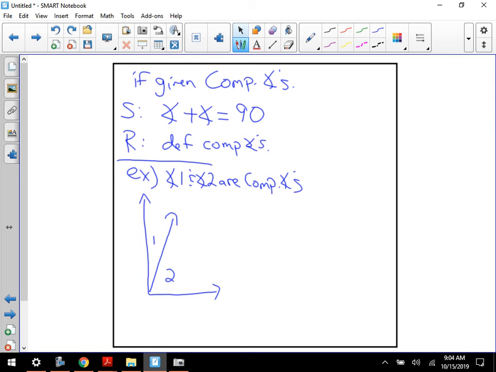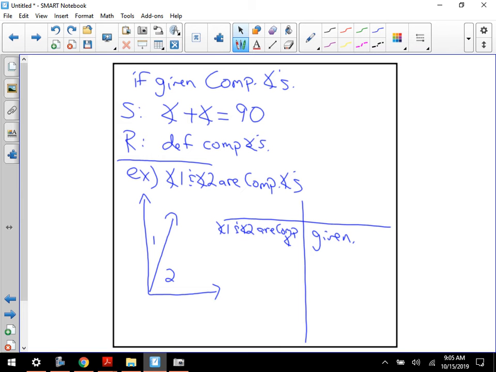Angle 1 and angle 2 are complementary. That's given. If those two angles are complementary, what do those two angles have to add up to equal? 90. So we like to draw that picture. You don't have to, but if you want, that way you remember complementary means 90, that's fine.